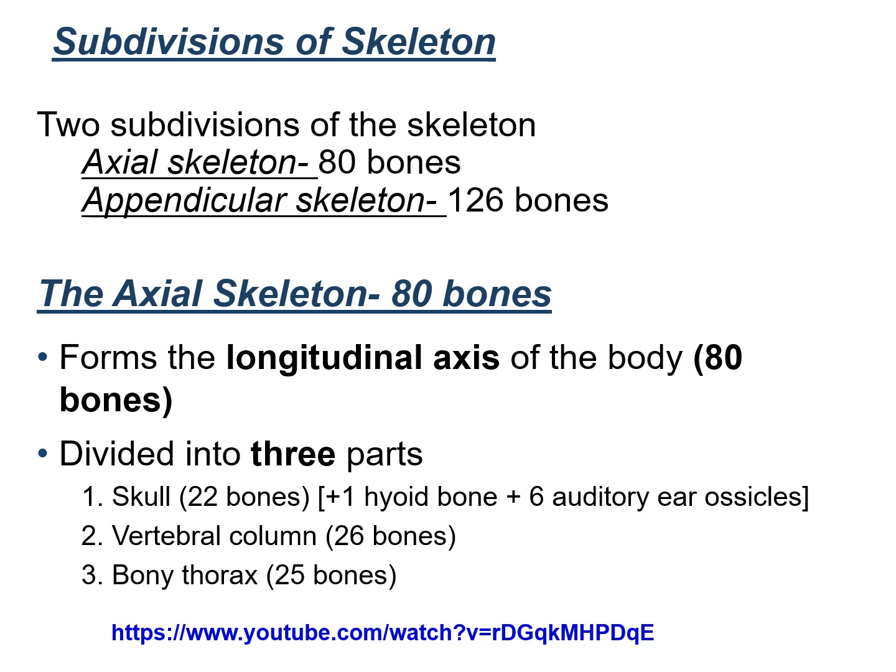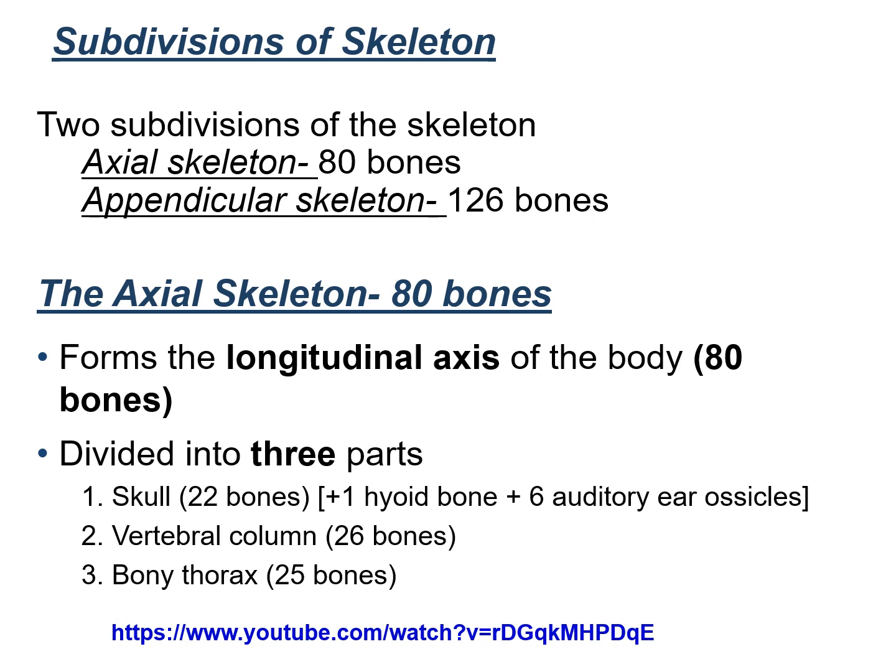The axial skeleton, which is made up of 80 bones, and the appendicular skeleton, which is made up of 126 bones. So the axial skeleton bones are present in the longitudinal axis of the body, okay, and there are a total of 80 bones. We're going to learn about these bones in three parts. The first part is skull, which has 22 bones. It also has a hyoid bone and 6 bones in the ear, known as the auditory ear ossicles.